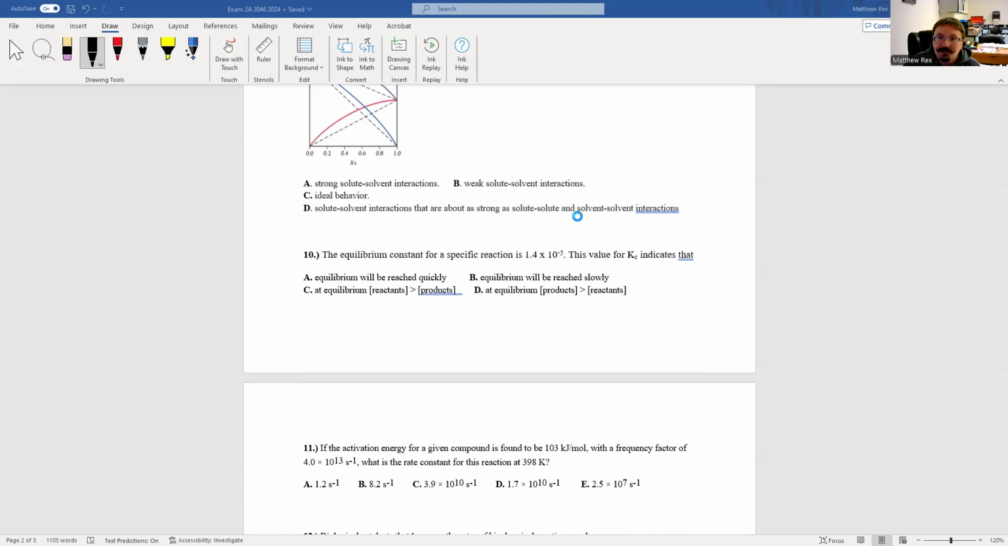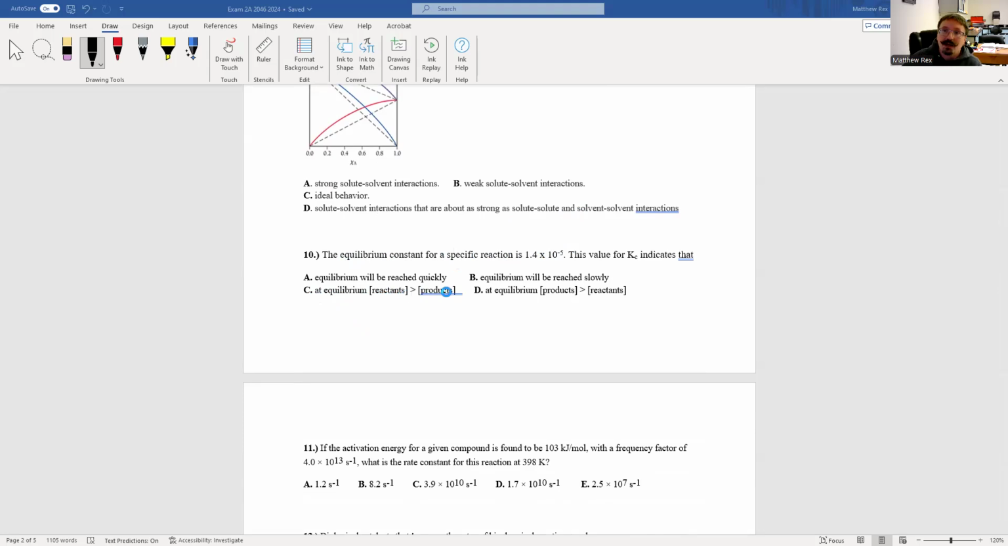If K is very small, that means the number on the top, our product concentrations, are noticeably smaller than the number on the bottom, our reactant concentrations. Therefore, we have C at equilibrium. The reactant concentrations are greater than the products.